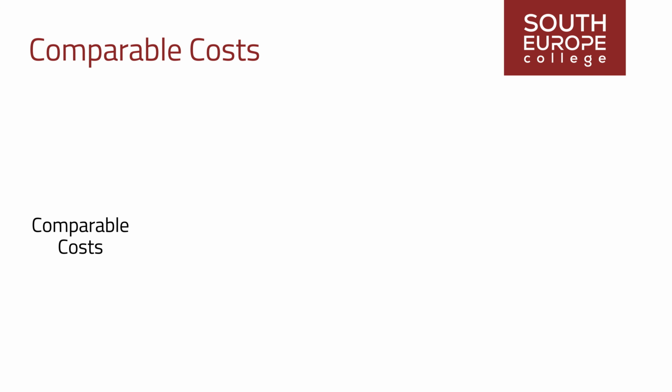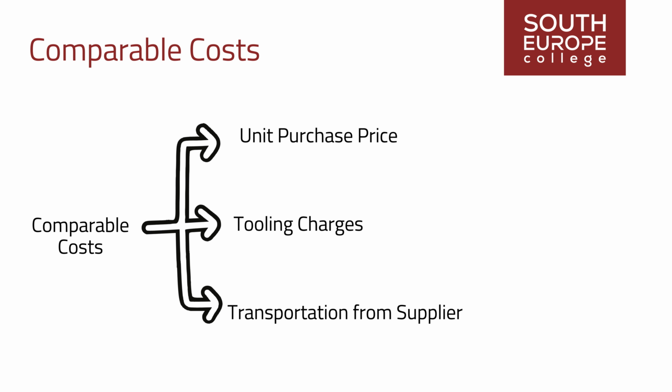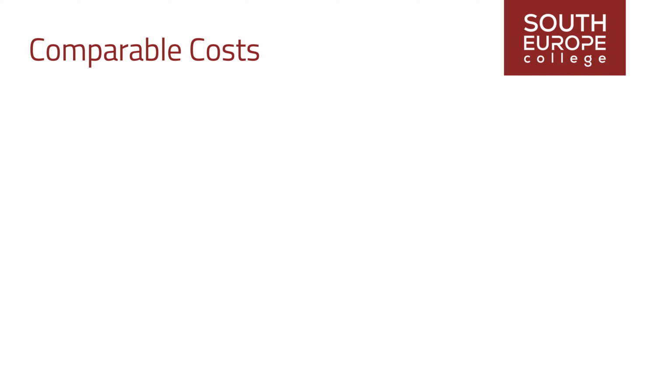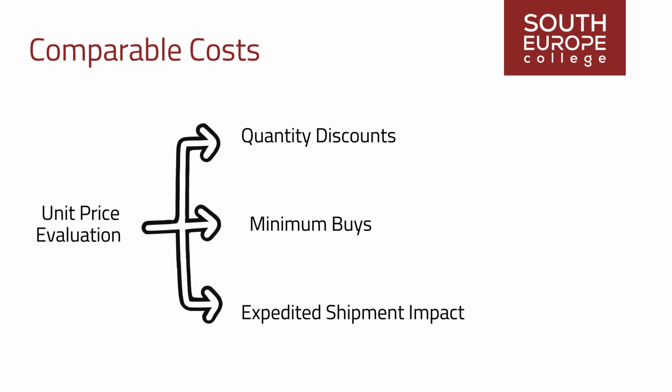Certain costs are comparable between domestic and offshore purchasing. These include the unit purchase price quoted by a supplier, tooling charges, and transportation from the supplier. Similar cost does not mean the costs are equal. Unit price evaluation must consider the effect of quantity discounts, minimum buys necessary for shipping efficiency, the impact on price because of expedited shipments, and any supplier-specified surcharges or extras.